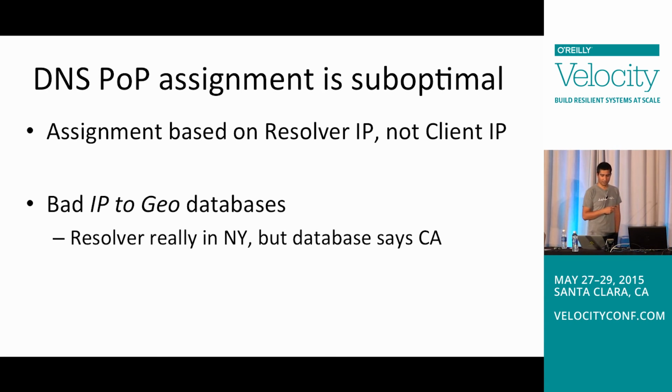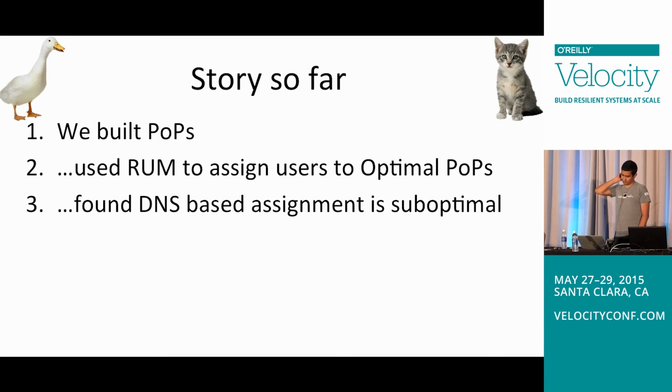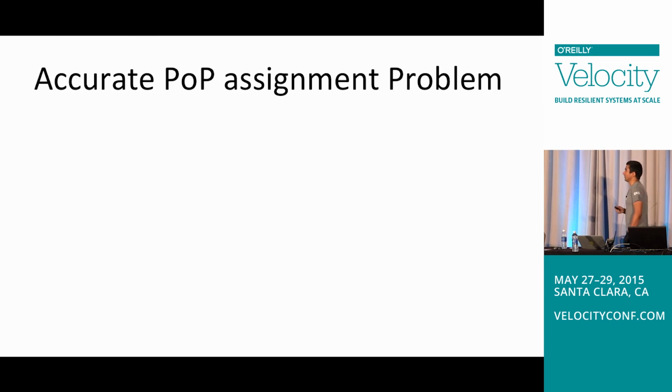Okay, so let's recap quickly. The story so far has been: we started building POPs. POPs are awesome. We know POPs help in performance. We then used RUM to assign users to optimal POPs. We did the RUM beaconing. We figured out, given this country, what is the best POP to go to for this country. And then we hit a roadblock. We found that DNS-based assignment was suboptimal. So how do we solve this problem?